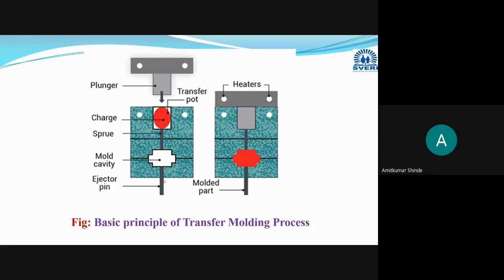That is the transfer molding process and the rotational molding process. These two methods we will discuss today in this session, related to the basic principle. Then, after understanding the basic principle, the different steps involved in the process, the advantages, disadvantages, and particular applications of transfer molding and rotational molding.